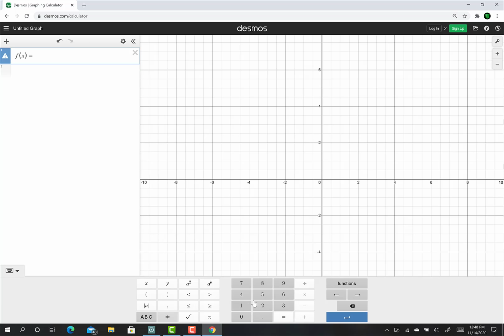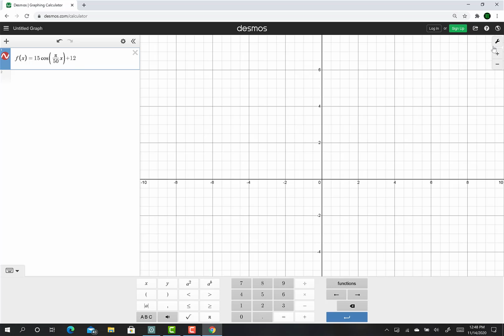equals 15 cosine of pi over 50, and then I had an x on there. Close this, and then put plus 12. And of course, I don't see anything.